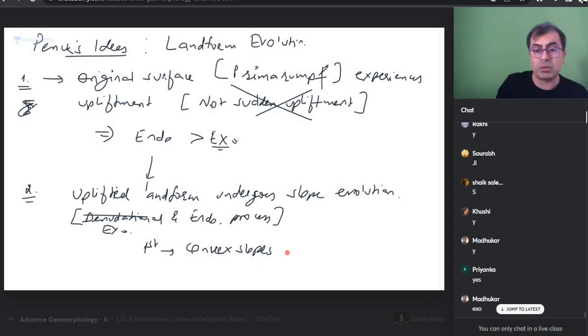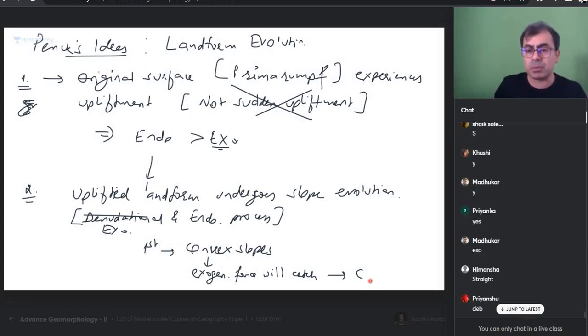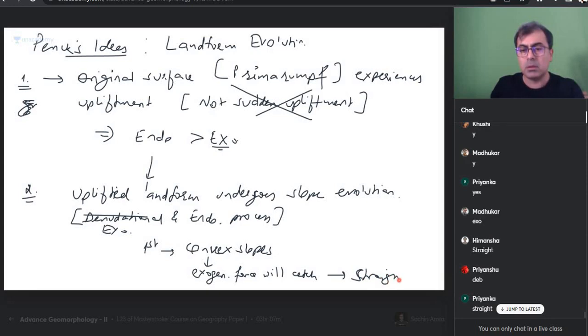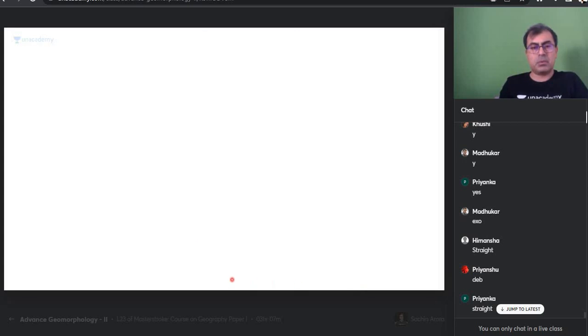Soon, exogenetic forces will catch up. Exogenetic forces will catch up. So what will they turn convex into? Tell me quickly, which slope will it become? Convex slope will turn into what? Straight slope. Straight slope. Yes or no? First we have to see this will happen. The uplifted landform undergoes slope evolution. First is convex slope. Second is straight slope.